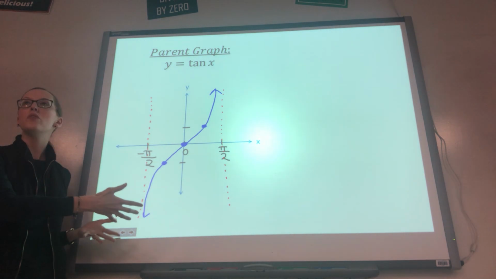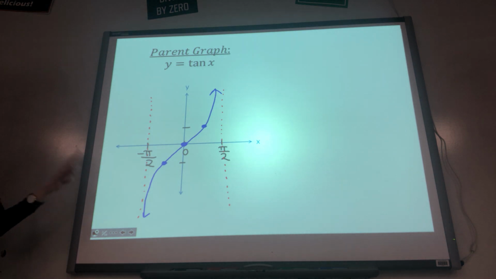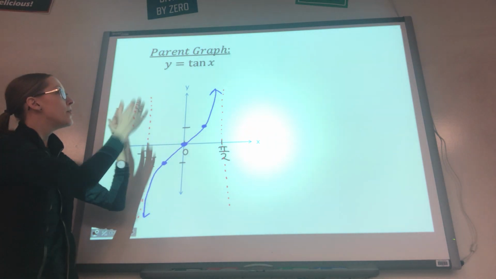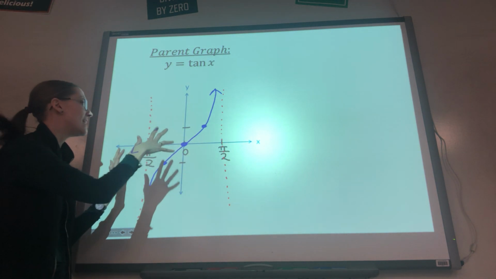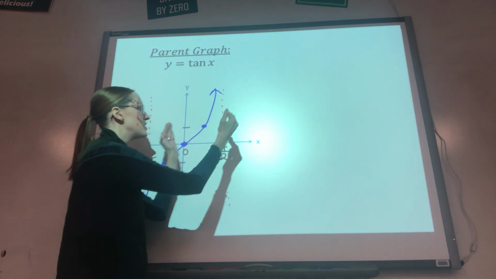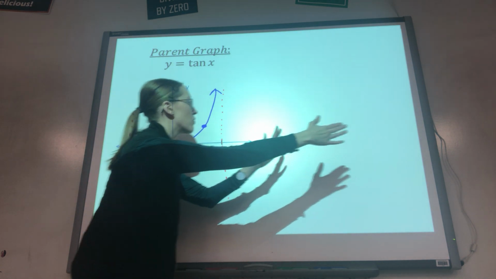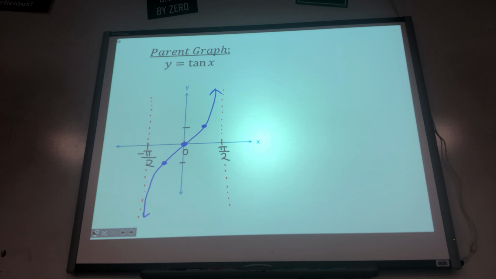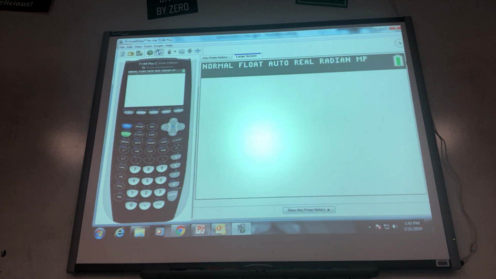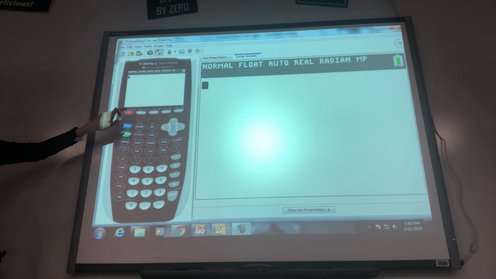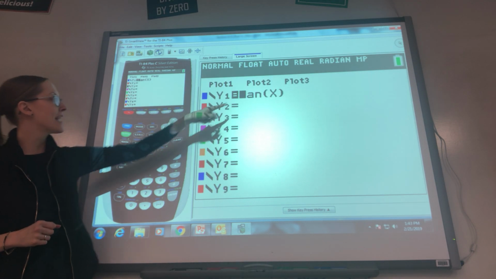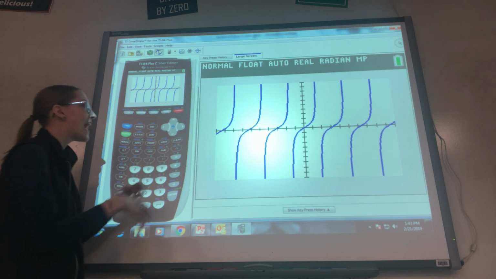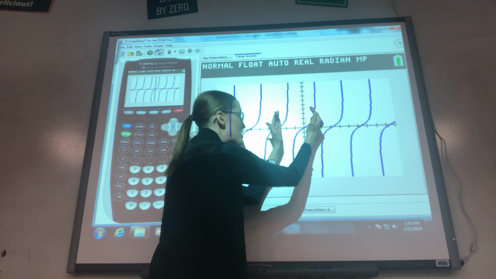Now, this is what we use for our parent function, but I do want to point out that even though there are asymptotes, the graph for a tangent function actually does continue to go all the way out to the right and all the way out to the left. I'm going to show you that real quick on my graphing calculator. You can just look up here for this part, but I've got tangent of X in there. And you can see from this graph, it's not just that chunk.